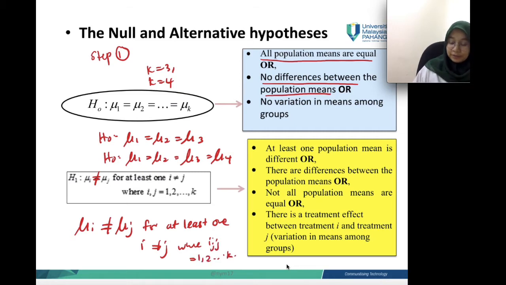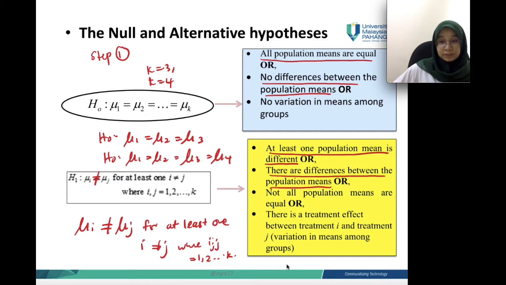Or you can write down at least one population mean is different. Not all is different, at least one is different. All population means are equal for the H null. And then for the H1, at least one population mean is different, or there are differences between the population means, or not all population means are equal. So either one. If you want to use symbols or words, both are acceptable. They give the same meaning. Okay, done for step number 1.